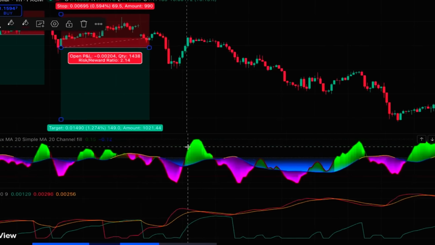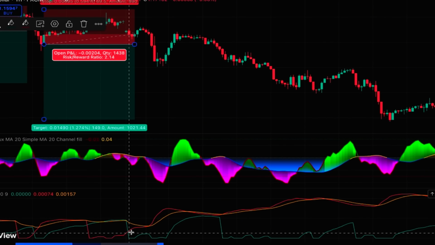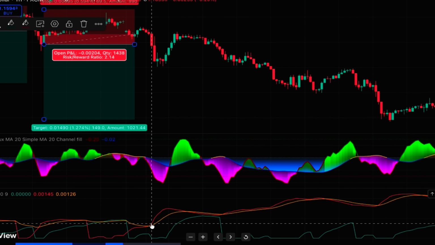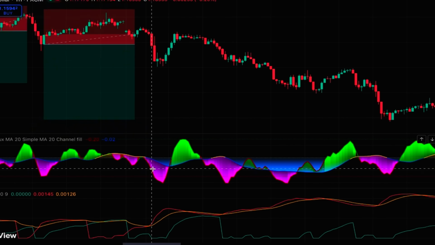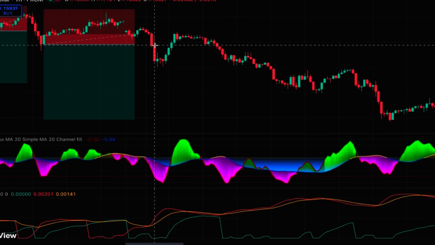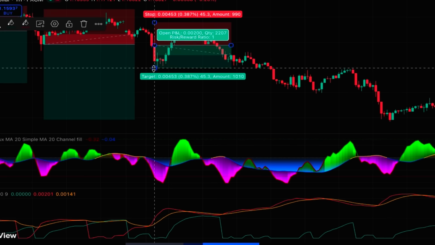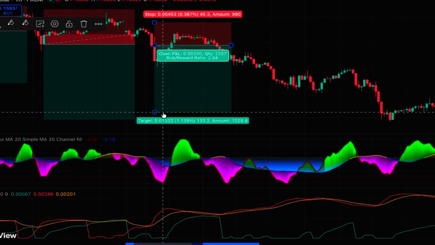Here you can see that again the red line crossed above the green line, and then after that it crossed above the orange line, and in this indicator it is pink. So the sell signal is confirmed, and in practice we could enter a short position at this point with the stop loss above the previous swing high and profit target at 1.5 risk to reward ratio.